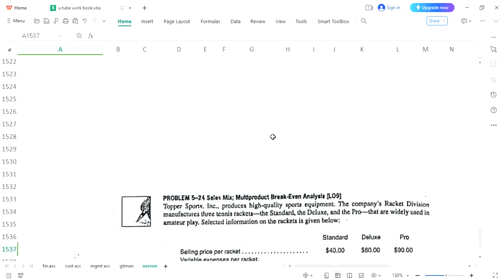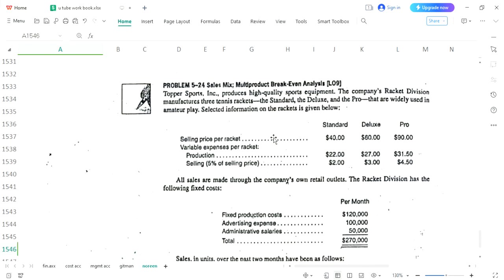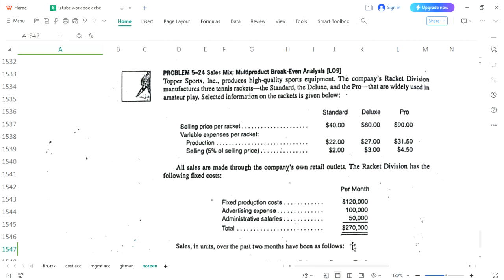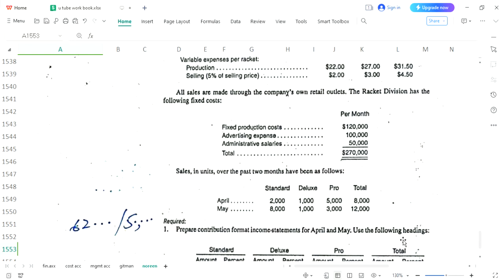Now let's see the question format which we are looking at here. The introduction is in the first paragraph, and the name and so on has been discussed in the first three lines, and we are coming over here. The organization is producing three different types of products: standard, deluxe and pro. Their individual selling price is mentioned over here, individual variable cost is mentioned, and total factory overhead is also mentioned over here.